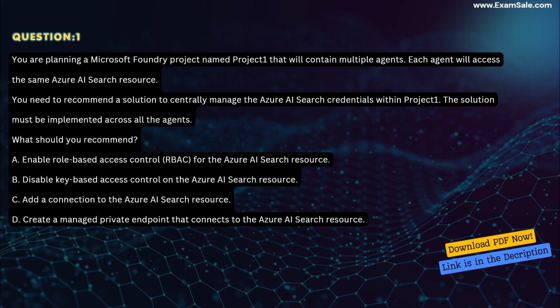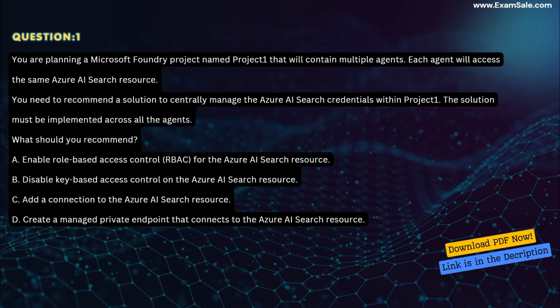What should you recommend? A. Enable role-based access control (RBAC) for the Azure AI Search resource. B. Disable key-based access control on the Azure AI Search resource. C. Add a connection to the Azure AI Search resource. D. Create a managed private endpoint that connects to the Azure AI Search resource.